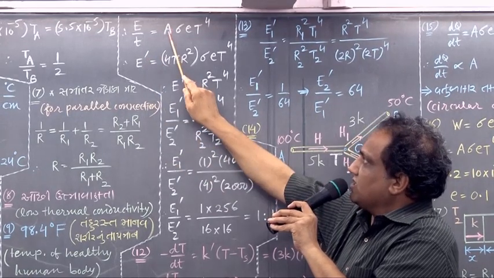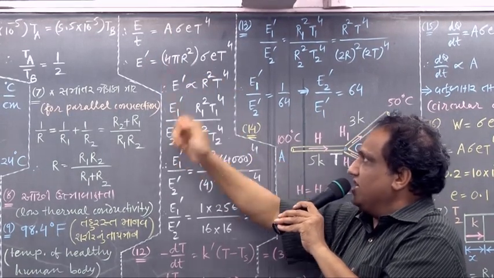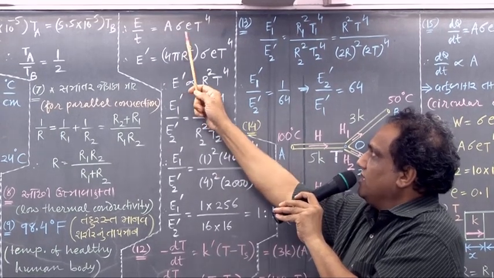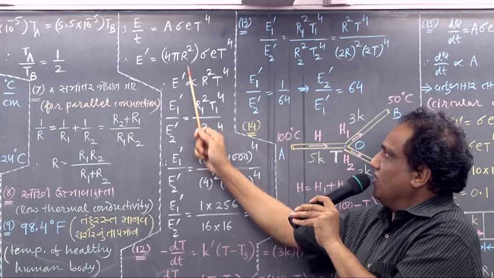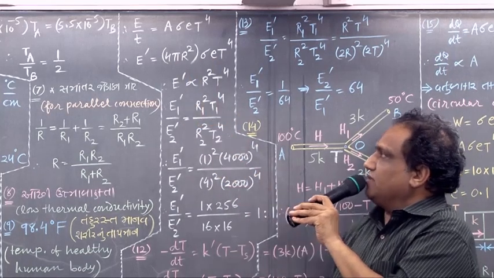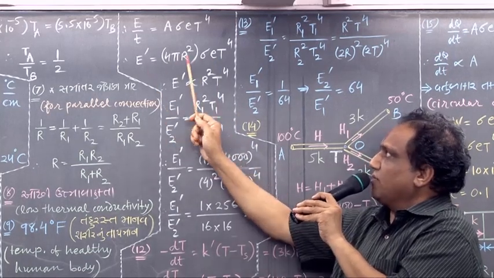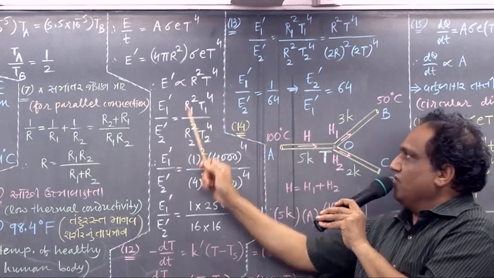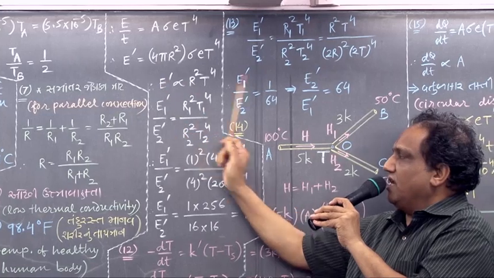Now what is the surface area of a sphere of radius r? It is 4 pi r square. Now 4 pi sigma E, this much part is constant. So E dash is proportional to r square into T raised to 4.